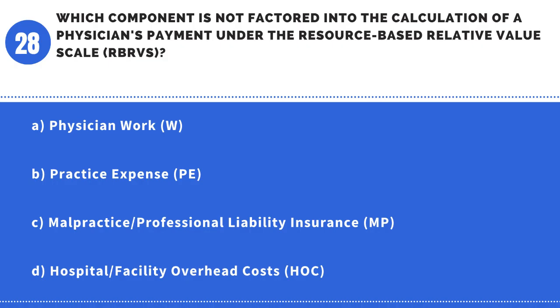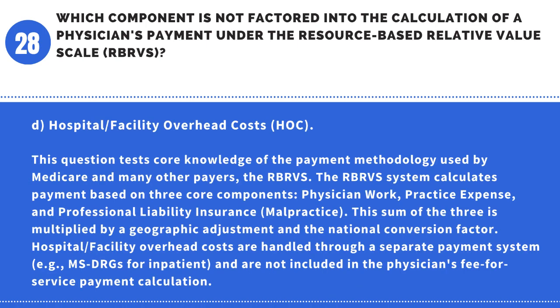Question 28. Which component is not factored into the calculation of a physician's payment under the Resource-Based Relative Value Scale, RBRVS? A. Physician work, W. B. Practice expense, PE. C. Malpractice/professional liability insurance, MP. D. Hospital/facility overhead costs, HOC. Answer: D.